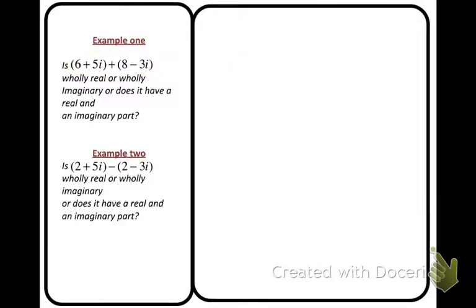Okay, example 2. It starts off the same way. Is it wholly real, wholly imaginary, or does it have both a real and an imaginary part? So we have 2 plus 5i. Notice here it's being subtracted, so we can't drop our parentheses. Minus 2 minus 3i. Right, 2 plus 5i minus 2 minus 3i.